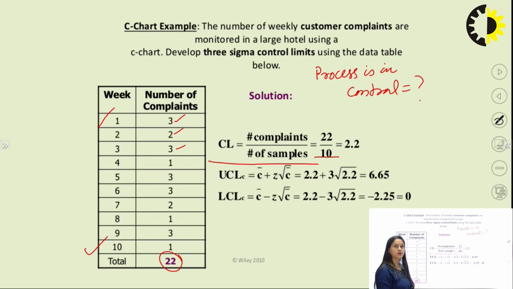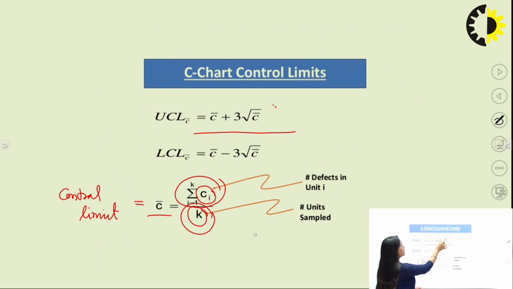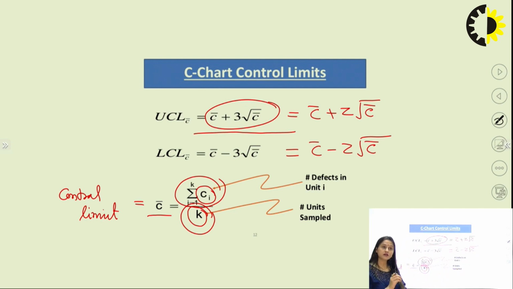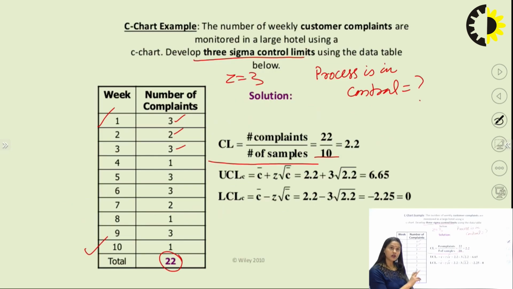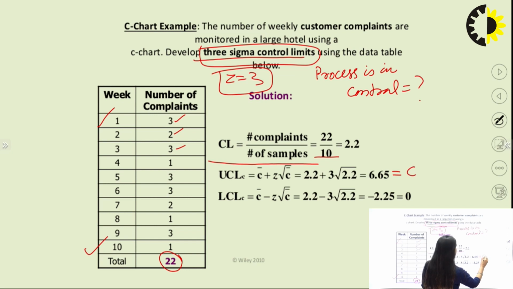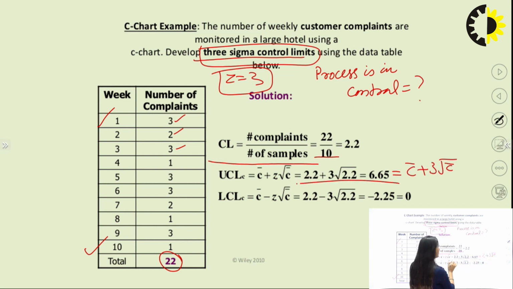Hence the upper control limit will become, so they have written 3 sigma control limit. This means Z is equal to 3. I have always told you that this value can be written as C bar plus Z under root C bar, and C bar minus Z under root C bar. What is Z? If Z is given to us, then we adopt the value of Z which is given. But if Z is not given, then we usually take it as equal to 3. For the given question, they have already told us to take 3 sigma control limits. It means the value of Z here is equal to 3. So we have taken C bar, and here we have taken C bar plus 3 under root C bar, which gives us the value 6.65.